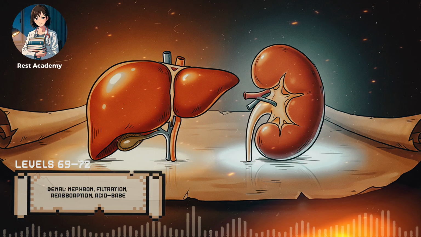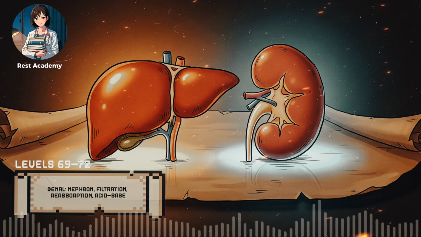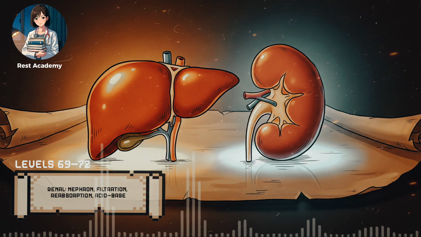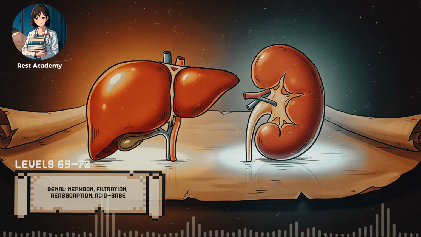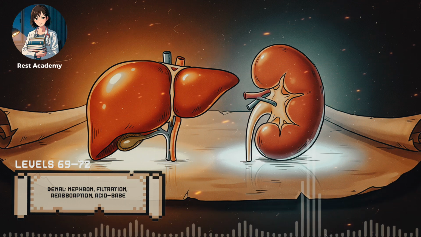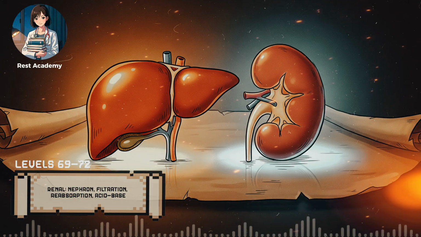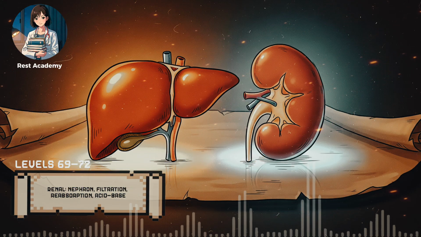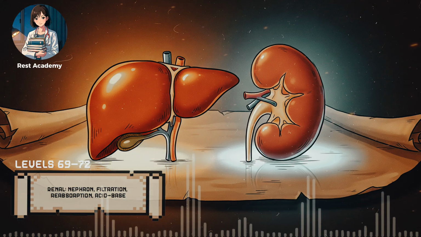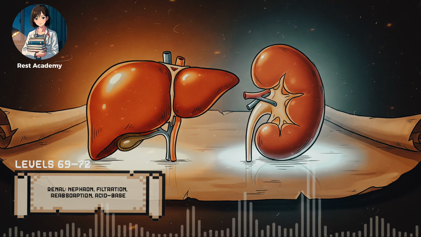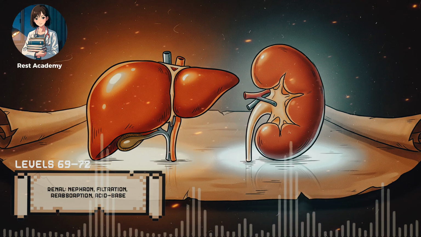In the DCT and collecting duct, hormone-sensitive transport fine-tunes reabsorption. Aldosterone, released from the adrenal cortex in response to angiotensin II or hyperkalemia, increases sodium reabsorption and potassium secretion in the late DCT and cortical collecting duct. Antidiuretic hormone, ADH, secreted by the posterior pituitary, inserts aquaporin II channels into the collecting duct membrane, enhancing water reabsorption and concentrating urine. Regulation of acid-base balance also occurs here.